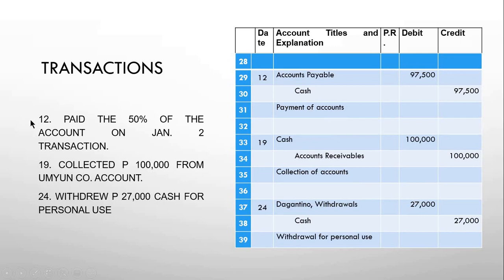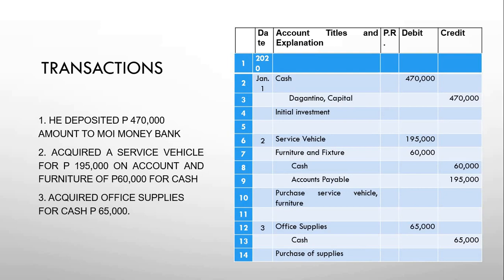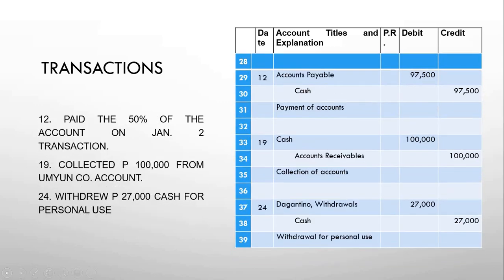Now, next transactions on January 12, paid the 50% of the account on January 2. Okay? Or January 2 transactions. Ano ba yung transaction in January 2? Ayan, for the purchased service vehicle. No, nag-purchase siya ng service vehicle, 195,000, but on account, so may accounts payable sa 195,000. Binayaran daw niya ang 50% ng 195,000. So 50% of 195,000 is 97,500. So dahil binayaran natin siya, liliit yung cash natin. So we credit cash, 97,500.